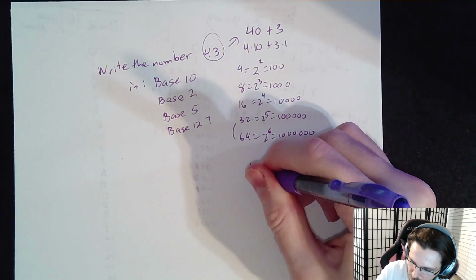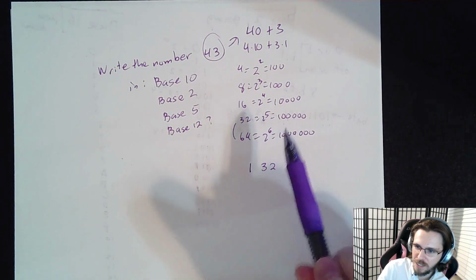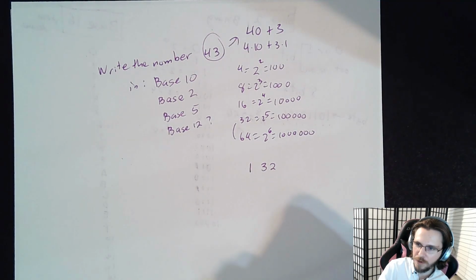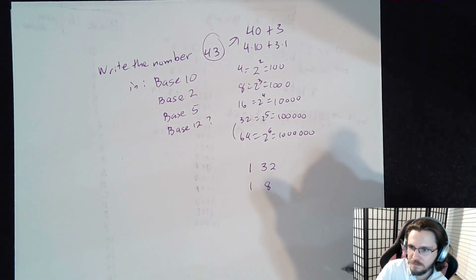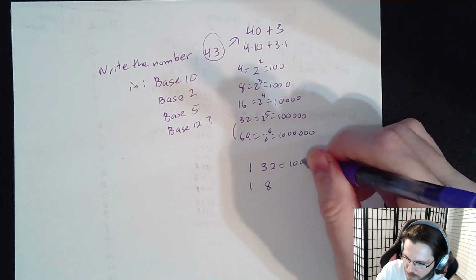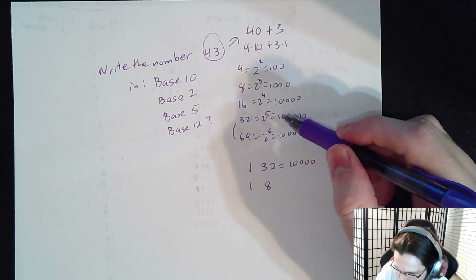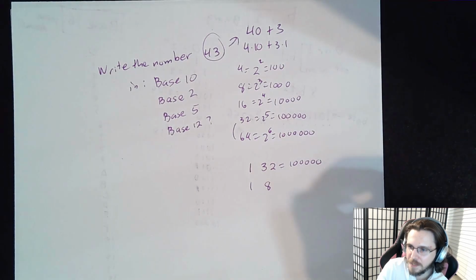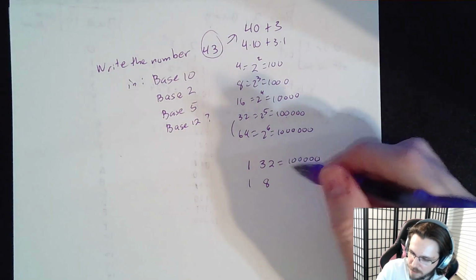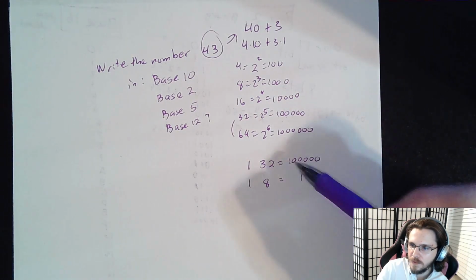It is one of the 32s. I do not need a 16, because if I went to a 16, it would take me all the way up to 48. That's too much. But it is also 1/8. So this 32, by the way, is 100000: 1, 2, 3, 4, 5. The 8 there is 1000. Okay. There's 32 and 8.